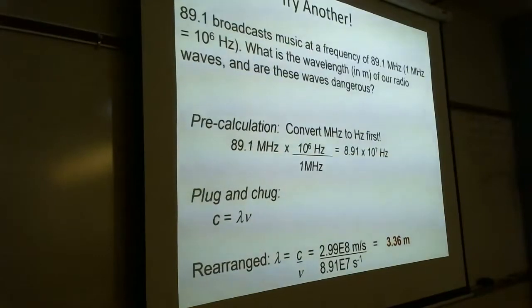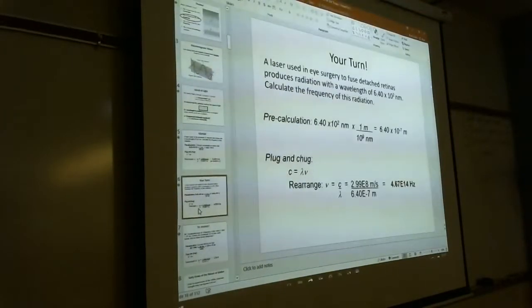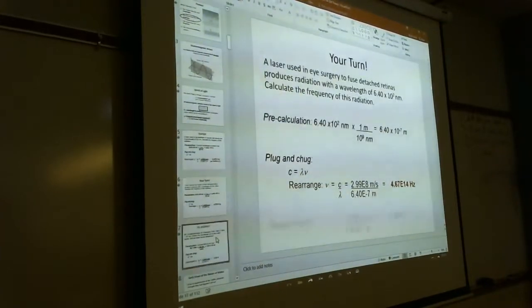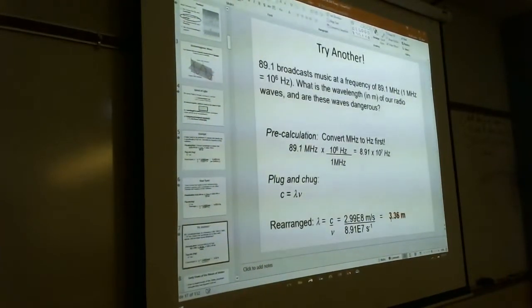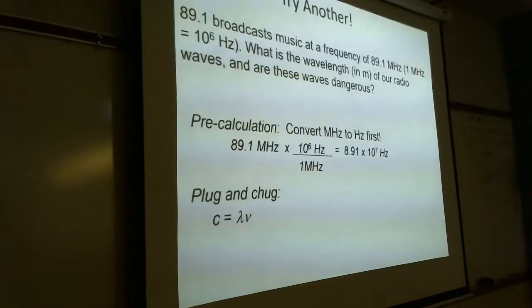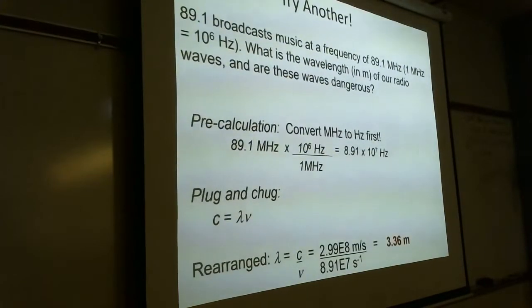But you can also look as a comparison at our previous problem. This was a laser for eye surgery. It had a frequency of 10 to the 14th hertz and a wavelength of 640 nanometers, right? Versus a wavelength of 3 meters and a frequency of 10 to the 7th hertz. So yes, those would not be considered hazardous waves. Just think about the fact that they're going through the air right now, you'd sure hope they're not.